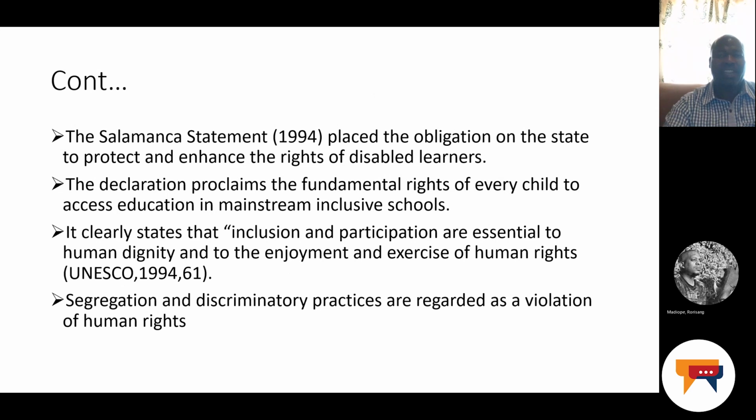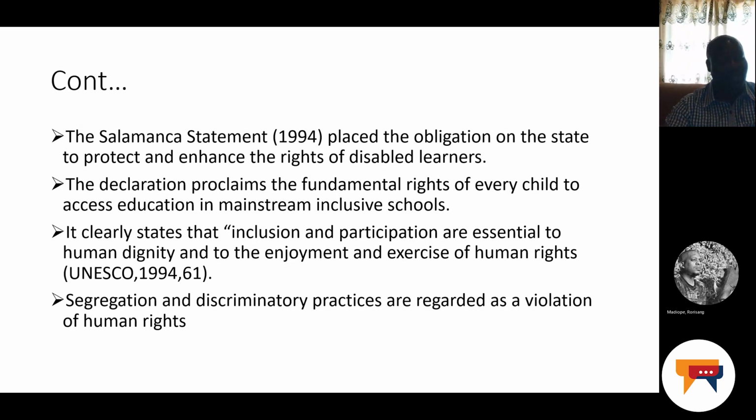According to the Salamanca Statement of 1994, it placed the obligation on the state to protect and enhance the rights of disabled learners. And the declaration proclaims the fundamental rights of every child to access education in mainstream inclusive schools. It clearly states that inclusion and participation are essential to human dignity and to the enjoyment and exercise of human rights. And segregation and discriminatory practices are regarded as a violation of human rights.